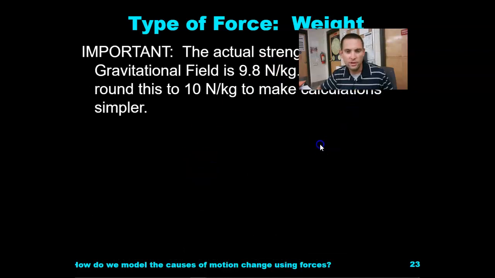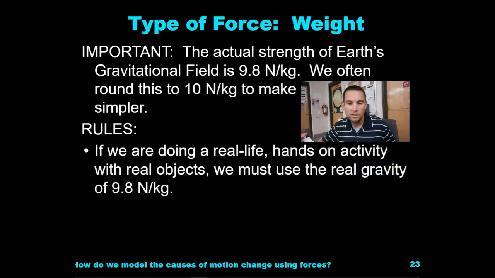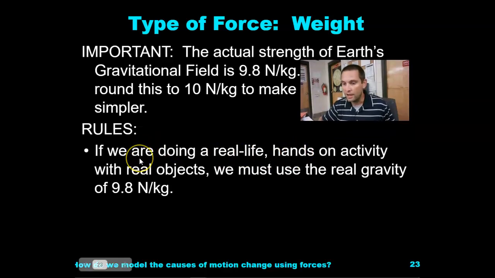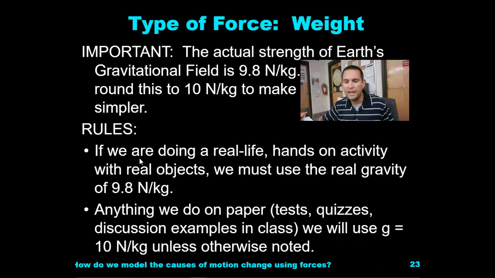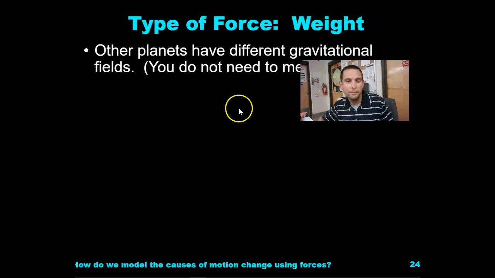The actual strength of Earth's gravitational field is 9.8 newtons per kilogram. We often round this to 10 to make our calculations simpler. If we're doing a real-life hands-on activity with real objects, we have to use the real number of 9.8 newtons per kilogram. Anything we do on paper, tests, quizzes, anything like that, use g equals 10 newtons per kilogram unless it's noted. We take timed tests, so using 10 is going to save us a keystroke on a calculator to allow us some more time to comprehend some material.